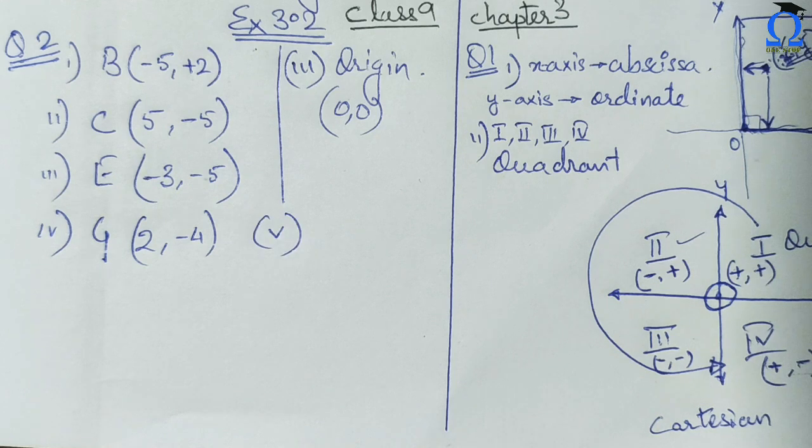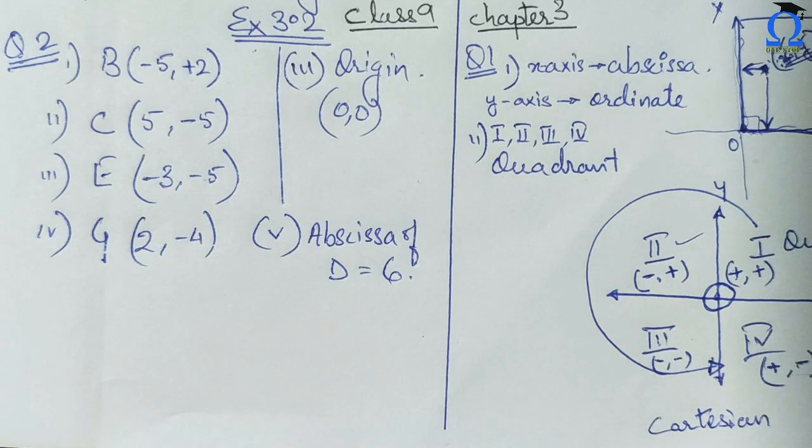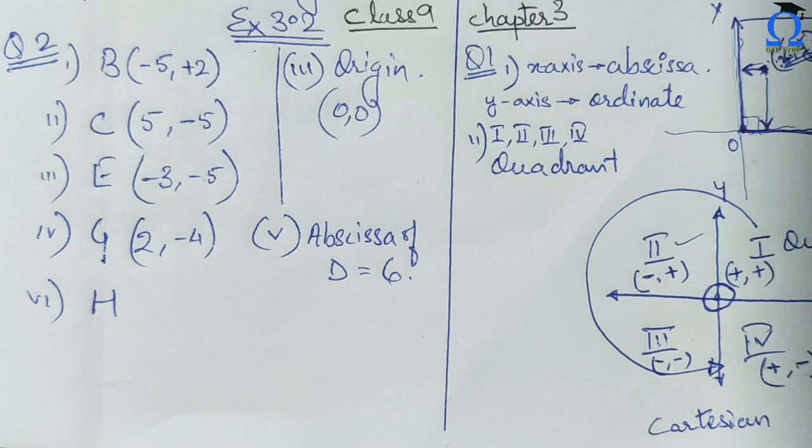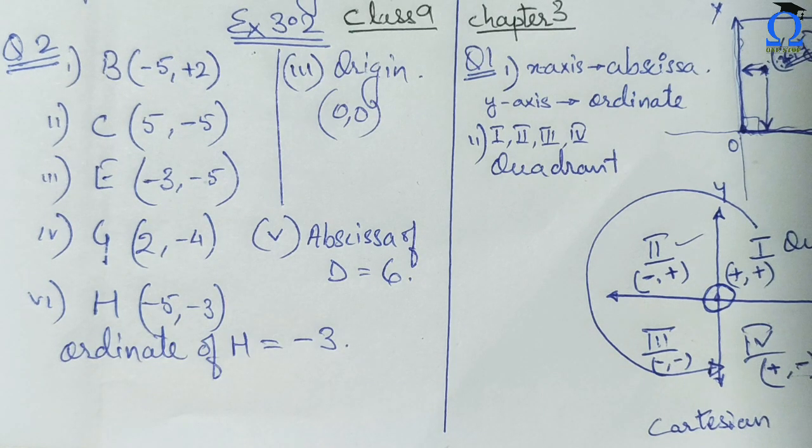Understood? In the fifth part they are asking about the abscissa for point D. So the abscissa for point D is 6. Okay, don't forget the spelling here. Understood? Again they are asking about the coordinate of point H. So what is the coordinate of point H? That is (-5, -3), right? Okay, they were asking about the ordinate of H. So it is the y coordinate, that is -3.